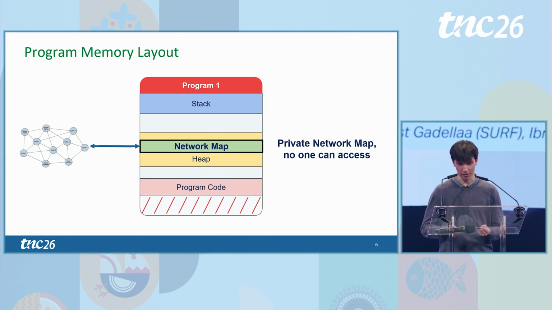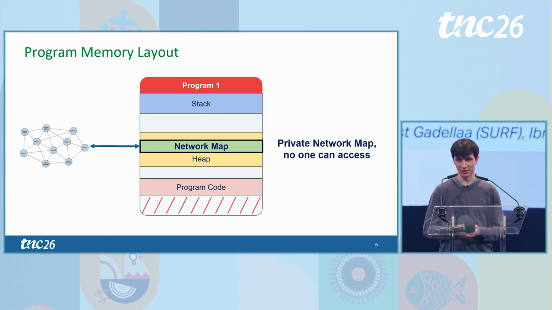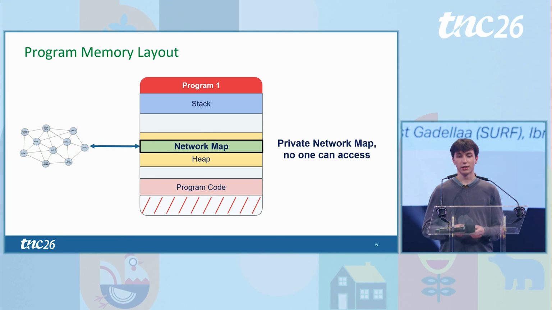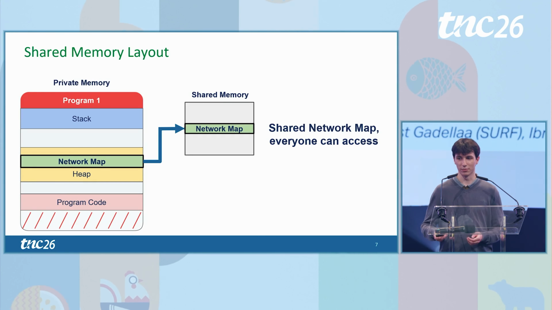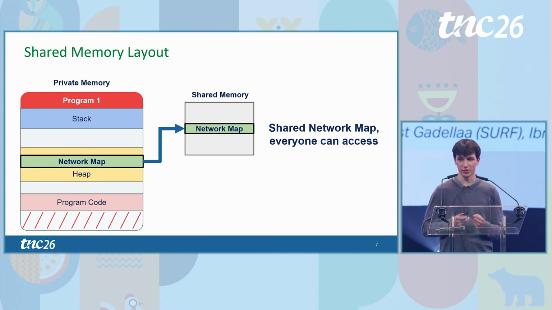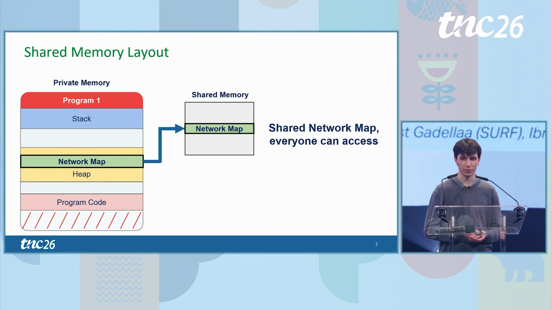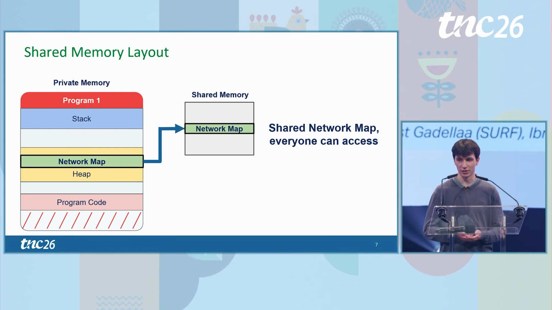Normally, once a program parses a data structure, it stores it privately somewhere in its memory. No other program can access it here. So we somehow needed to make it public. To put it simply, our solution moves this map from the program's private memory into a shared memory region where everyone has access to it.